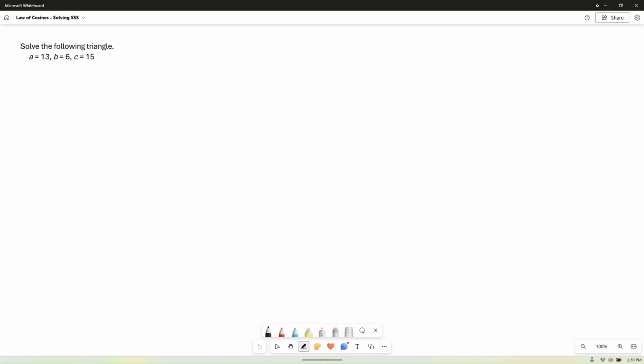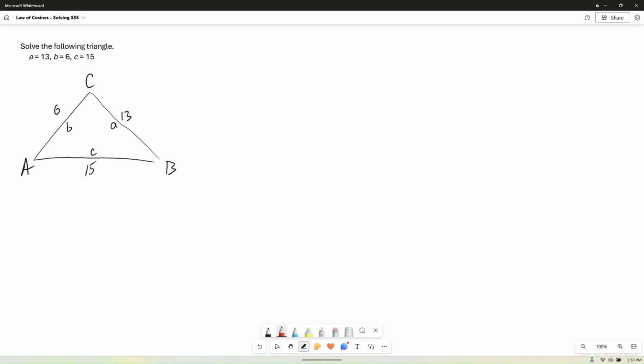Just to start off with, I'll draw my standard triangle, horizontal bottom side, and then two slanted sides extending upwards. I'll put angle A in the bottom left, angle B in the bottom right, and angle C at the top. So that means side A is on the right side, B is on the left, and C is on the bottom. Okay, this is not drawn to scale. This is sort of my general triangle. We know side A is 13, B is 6, and C is 15.